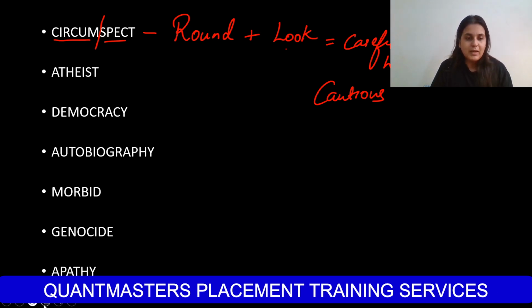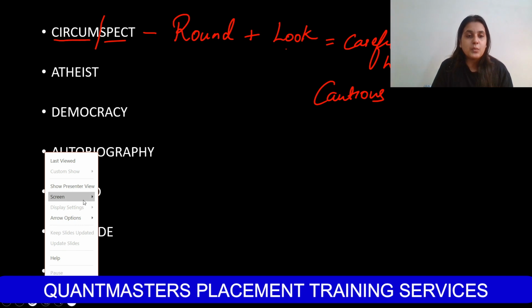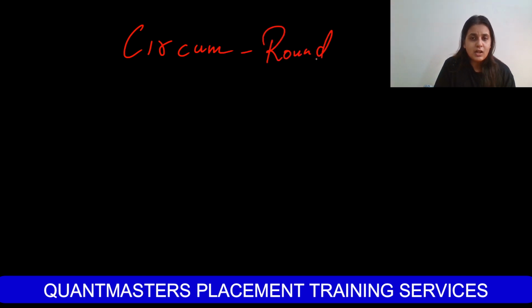Now, what is word mapping? Let me give you an example of word mapping. So now you know the meaning of circum. Okay, we did the root word circum. Now you know that circum means round or around. Then you have to try and think and figure out the meaning of various other words from circum.